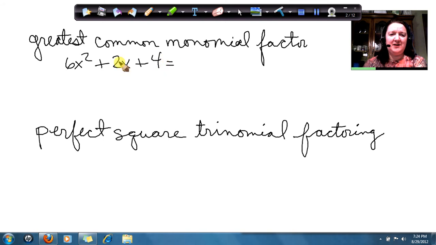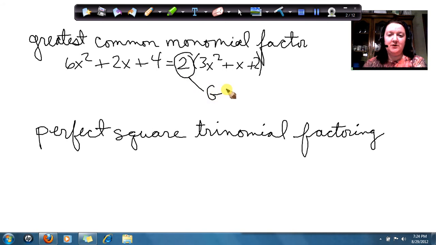Well, if I look at it, I could take a 2 out of 6, I could take a 2 out of 2, and I could take a 2 out of 4. So I would have 2 times 3x squared plus x plus 2. So I've taken, this is my greatest common factor. And it's a monomial because it's just one part.